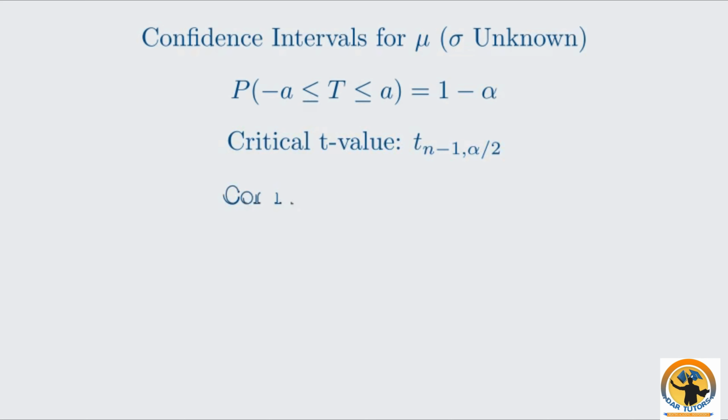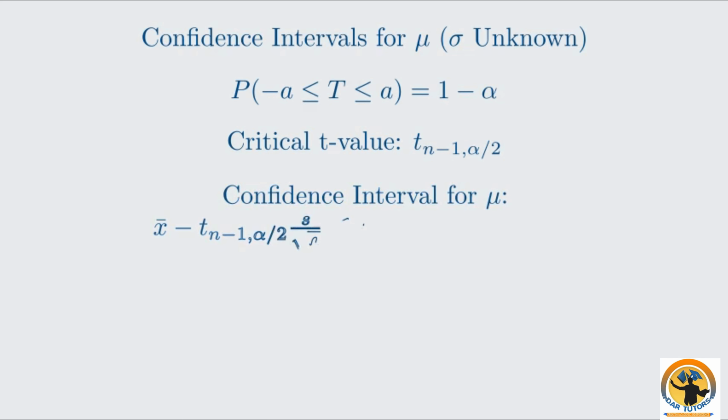So, the confidence interval for the population mean mu is given by x bar minus the critical t value times the standard error, s over root n, is less than or equal to mu, which is less than or equal to x bar plus the critical t value times the standard error, s over root n.